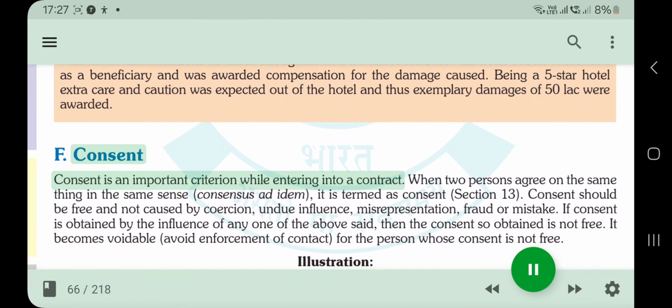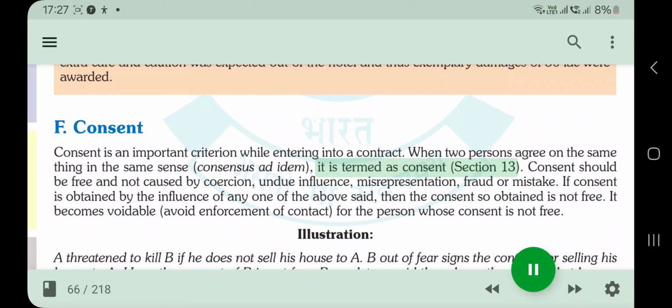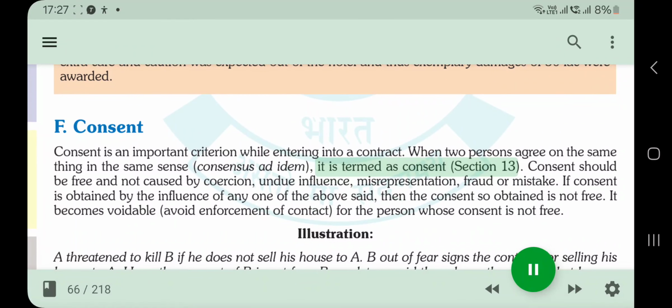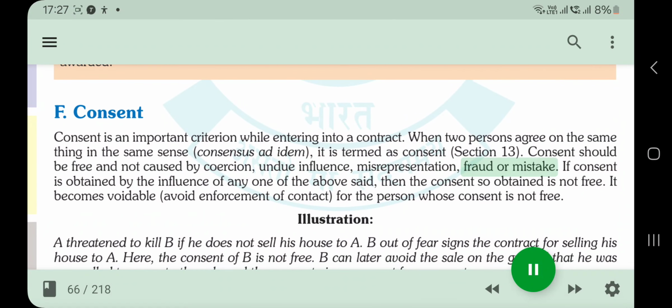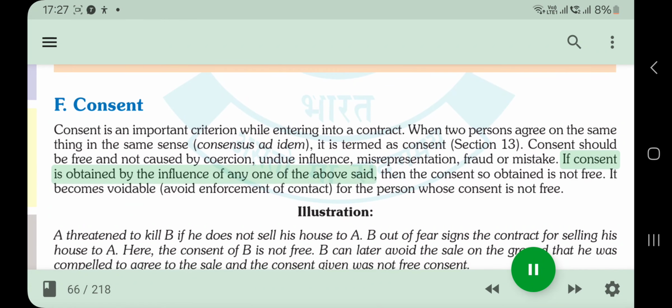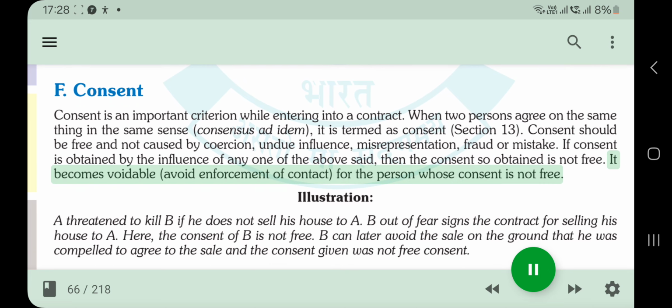F. Consent. Consent is an important criterion while entering into a contract. When two persons agree on the same thing in the same sense, consensus ad idem, it is termed as consent, Section 13. Consent should be free and not caused by coercion, undue influence, misrepresentation, fraud, or mistake. If consent is obtained by the influence of any one of the above, then the consent so obtained is not free. It becomes voidable, at the option of the person whose consent is not free.